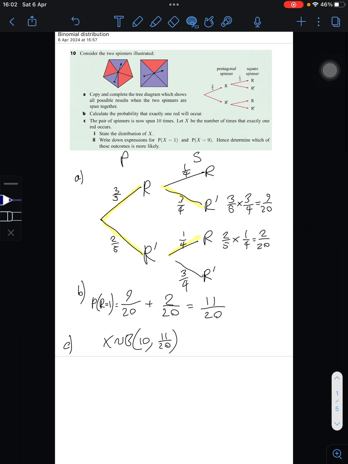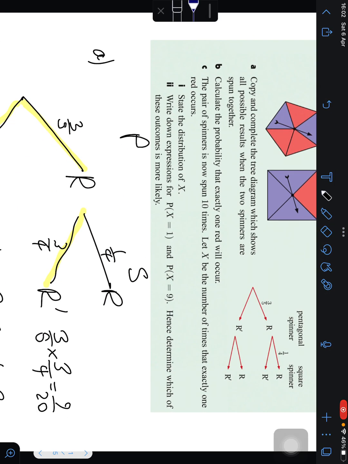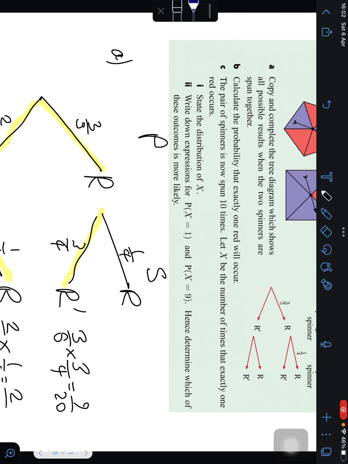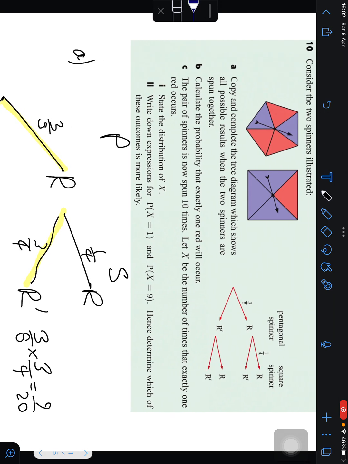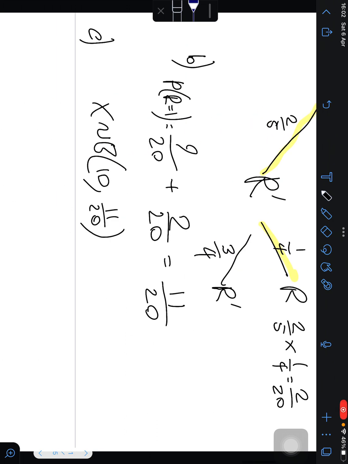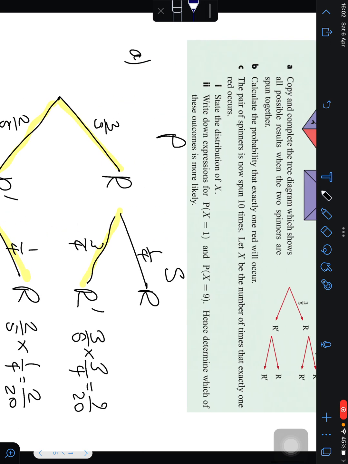What the second question, or part C, is asking is: state the distribution of x, and then write down p of x equals 1 and p of x equals 9 for the pair of spinners that are spun, where x is the number of times that red occurs. That's what we did in the last video. For the probability of red equal to 1, we got 11 over 20.